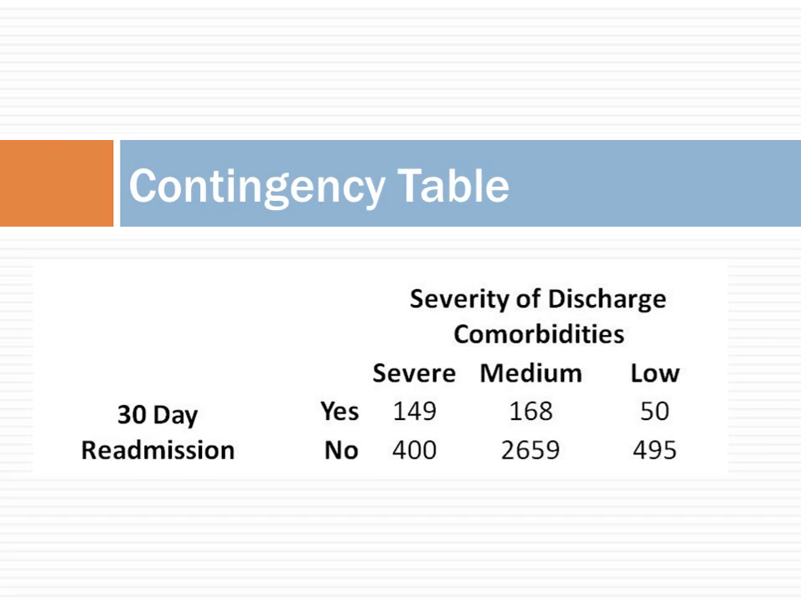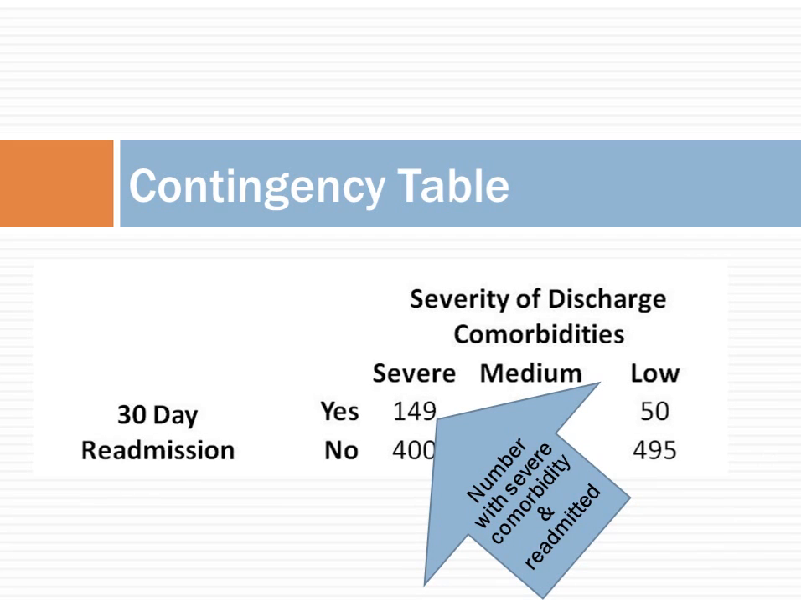A table that counts the co-occurrence of two categorical data is called a contingency table. Here we have counted the number of patients with low, medium, and severe conditions at discharge that are readmitted to the hospital within 30 days. For example, 149 patients had both severe comorbidities at discharge and were readmitted to the hospital within 30 days.